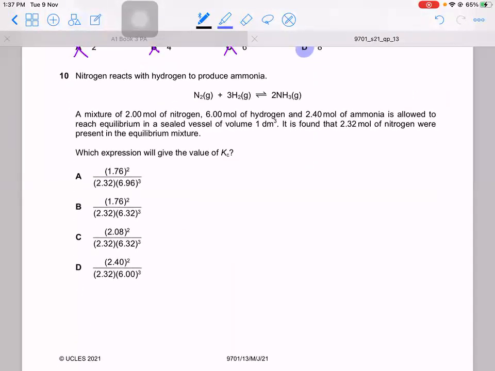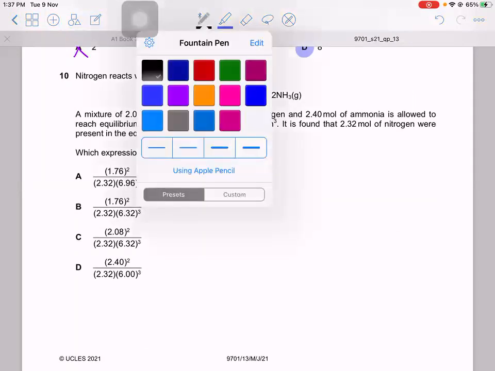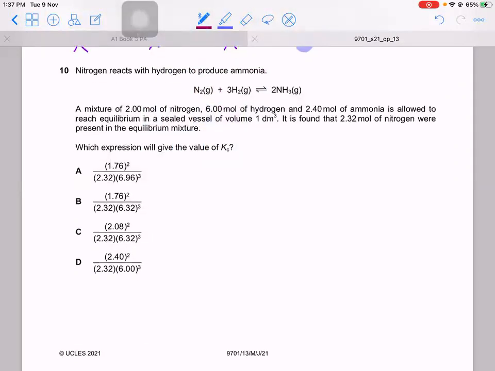Now nitrogen reacts with hydrogen to produce ammonia. This right here is nitrogen reacting with hydrogen. So you have N2 plus 3H2 giving 2NH3. This is Kc. So you will have initial, reacted, at equilibrium. So let's see N2. They've told you the mixture of 2 moles of nitrogen, 6 moles of hydrogen, and 2.4 moles of ammonia is allowed to reach equilibrium in a sealed vessel. So now they've given you the initial moles of ammonia also.